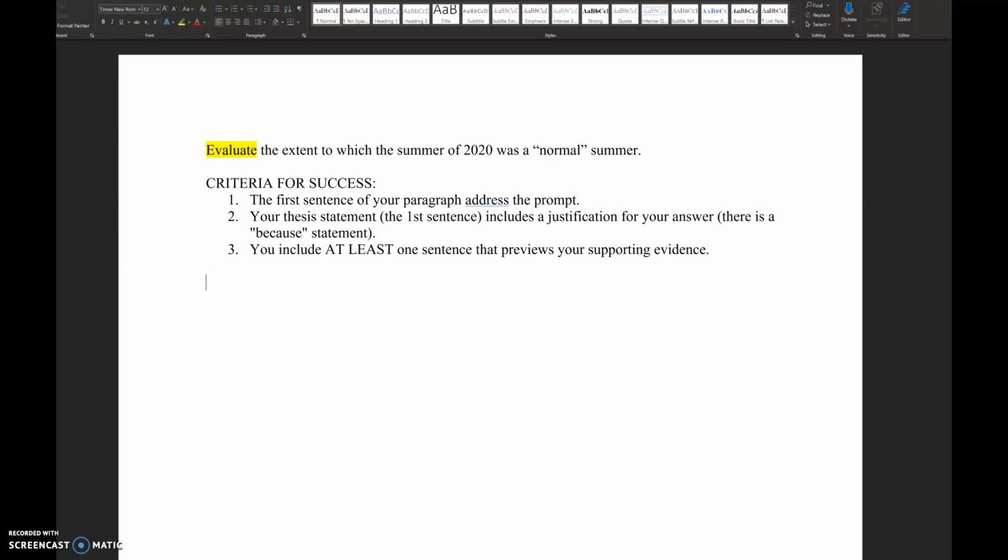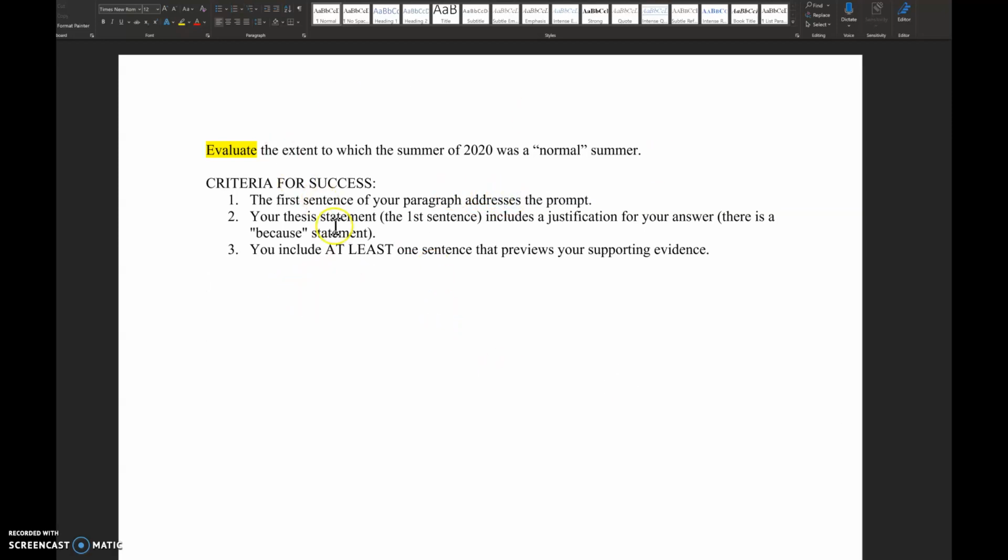For this exercise today, all you're doing is writing an opening paragraph to this question. We're not going to go over what you're going to do with the sources during this lesson. That will be for another lesson. So what is the criteria for success for something like this? First, your first sentence in the paragraph addresses the prompt.